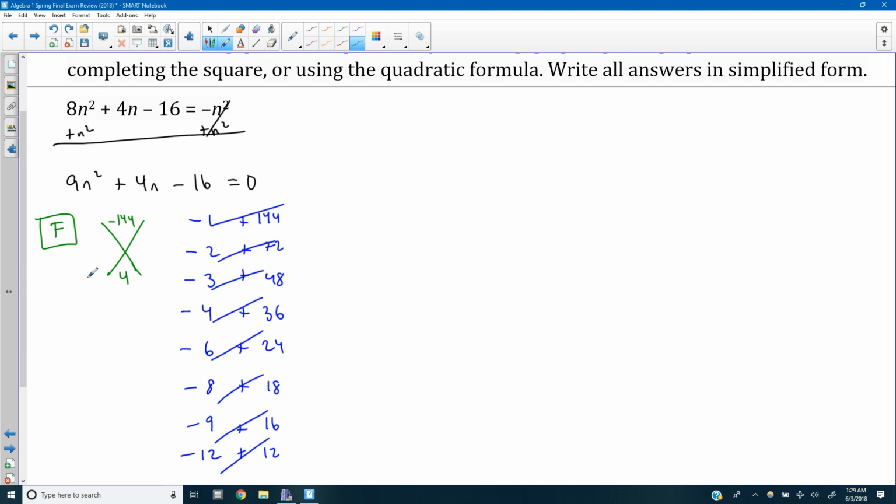That means this is not factorable. That does not mean there's no solution. We don't know if there's a solution yet or not, but it is not factorable. That means you can't solve this by factoring. That means you have to find another method.